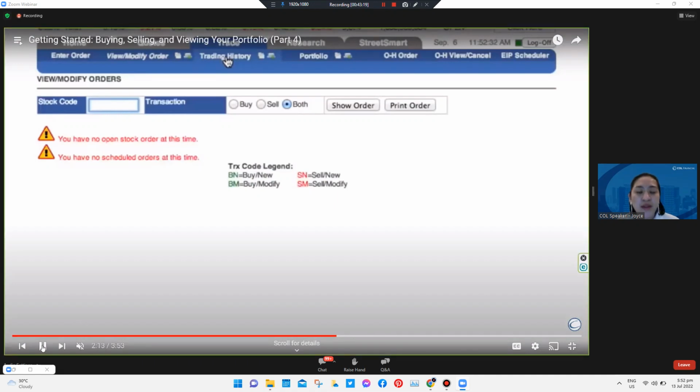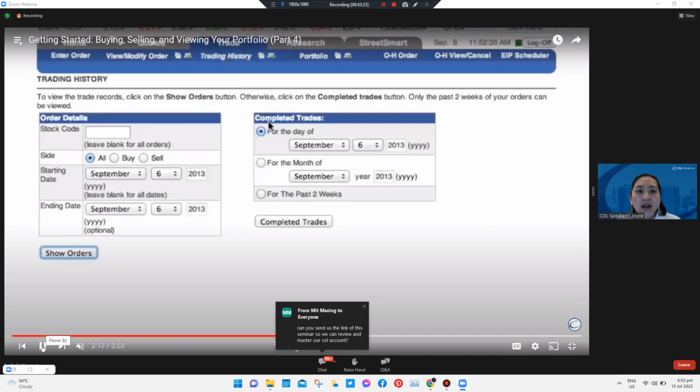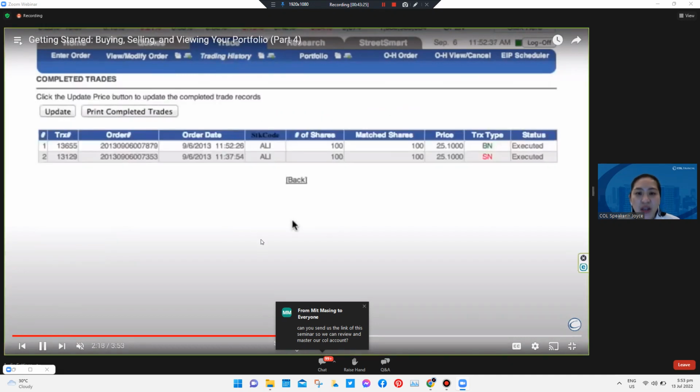If you already found a seller, all you have to do is click on the trade tab. Click trading history. You can actually view your order here. And as you can see, your order is here and it says that it is executed. That means that you were able to execute this, that it was fully matched for you.